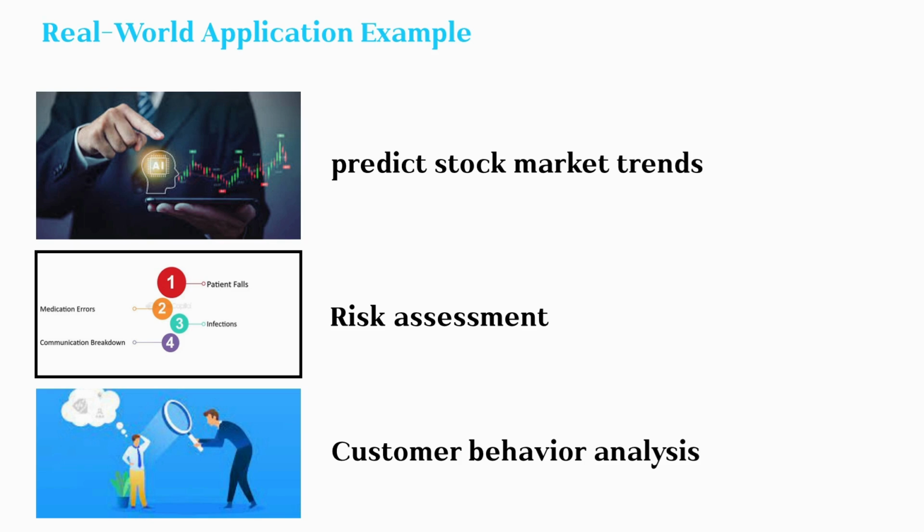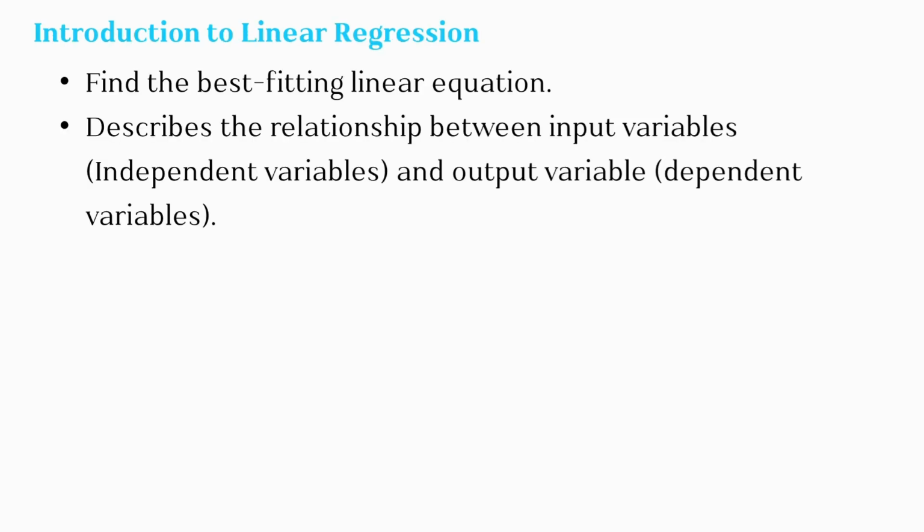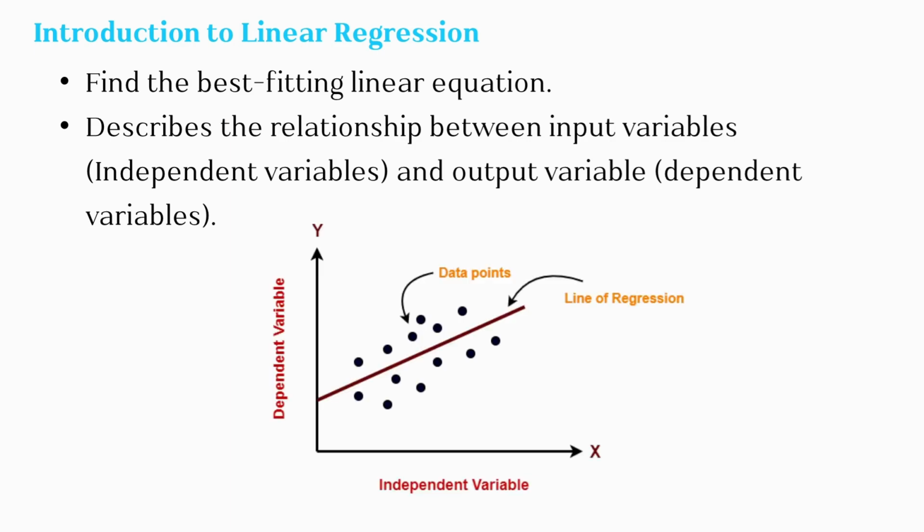Now that we have a basic understanding of what linear regression is and why it's important, let's dive deeper into how it works. We'll start by exploring the theory behind it and then move on to a hands-on example. Let's get started. In linear regression, our goal is to find the best-fitting linear equation that describes the relationship between input variables, also known as predictors or features, and the output variable, also known as the response variable. Essentially, we want to draw a line through our data points that best represents this relationship.